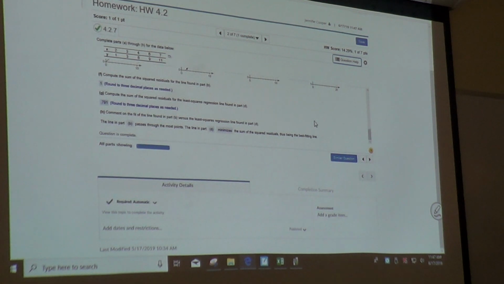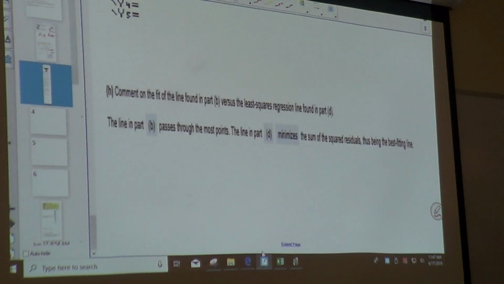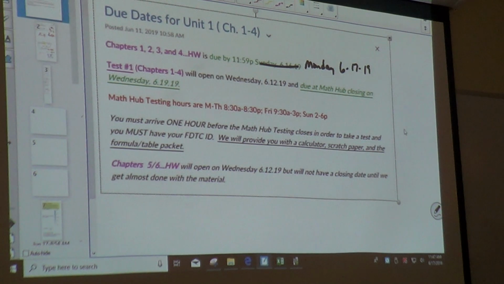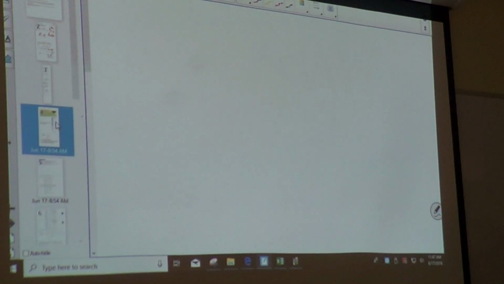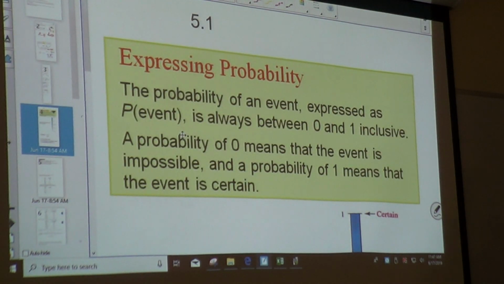Okay, the test is due Wednesday. Homework is due tonight. Some of us are really close to finishing. Some of us have a lot to be desired. Okay? 11:59 is when it's going to close.